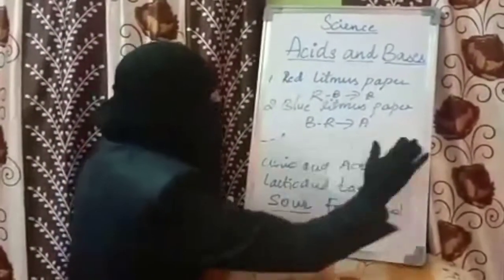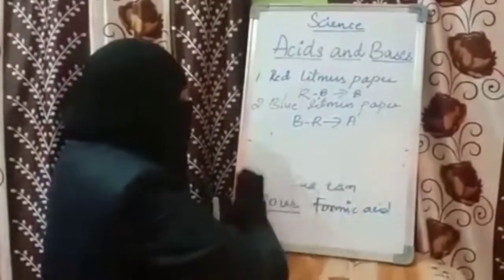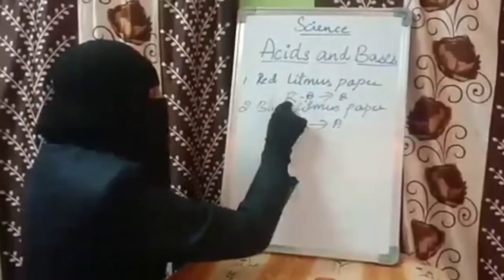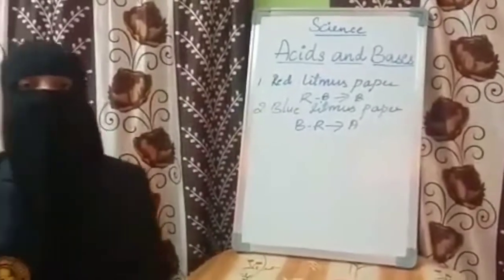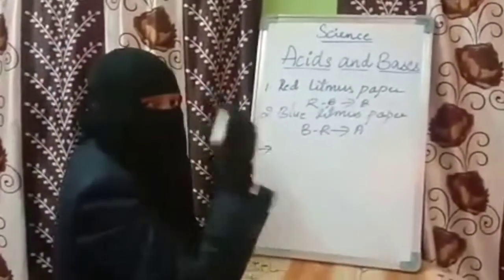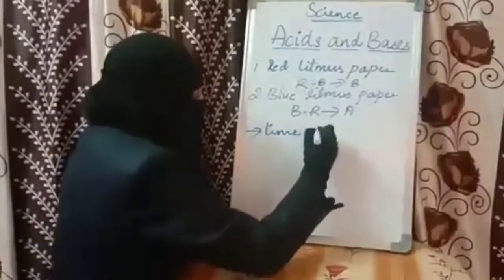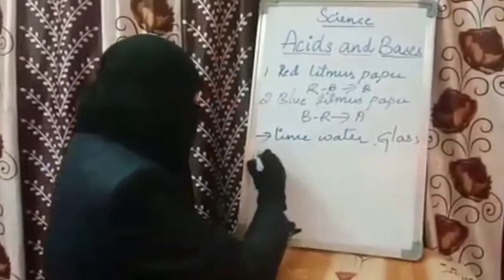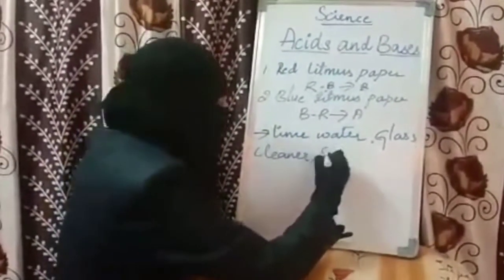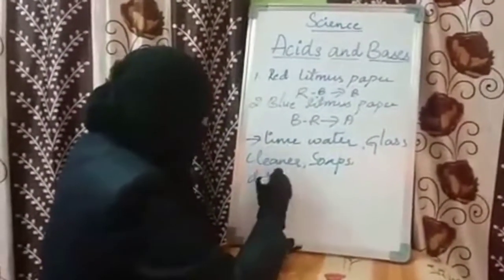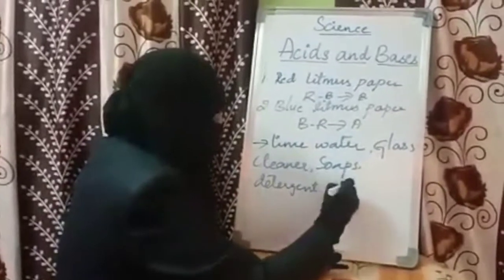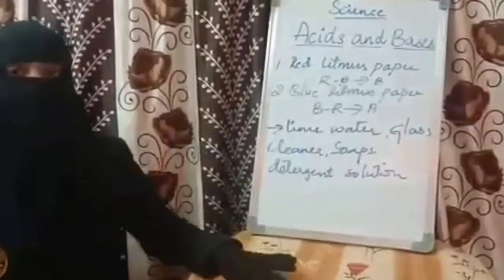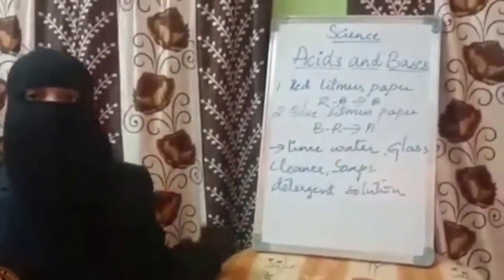As we know, bases will convert red litmus paper to blue. So where can you find the bases? Yesterday we went through lime water. Lime water is basic in nature. Not only that, we took glass cleaner, I gave you the example of colin. You can use that glass cleaner, or soaps, or detergent solutions. All these substances are basic in nature. That means they will convert red litmus paper into blue. The substances which convert red litmus paper into blue are basic in nature.